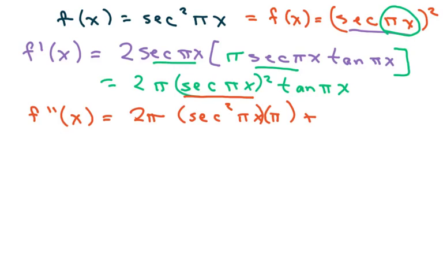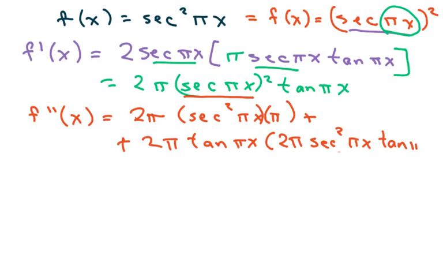Then you write down your 2 pi times tan pi of x, and that's going to be times 2 pi secant squared pi x. Let me move it over. I'm running out of room, so I'm going to rewrite this down here. So this will be plus 2 pi tan pi of x times 2 pi secant squared pi x times tan of pi x. That's using your product rule and your chain rule.